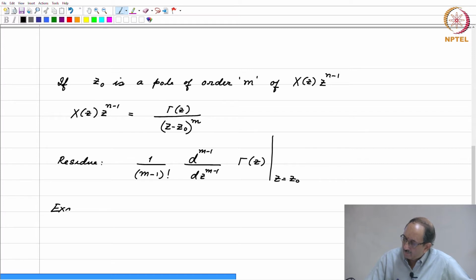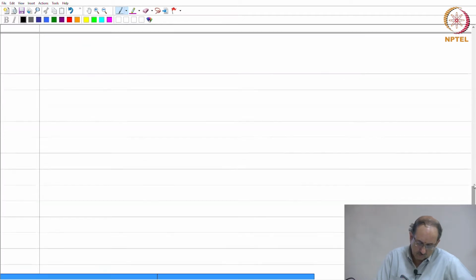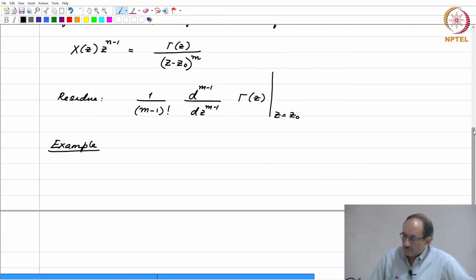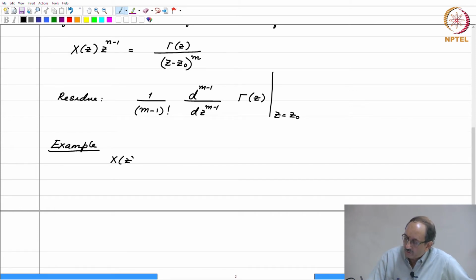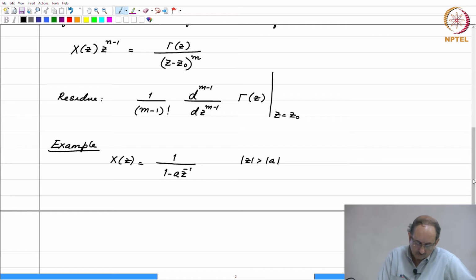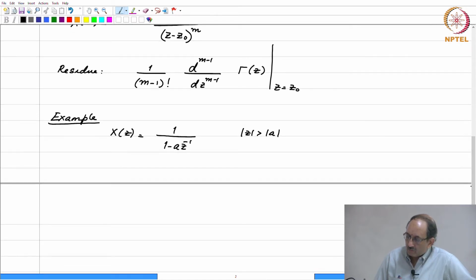As an example, we will take our good old friend 1 by 1 minus A z inverse, mod z greater than mod A, and you know the answer is a to the n u of n. We will get the same answer using the contour integral.